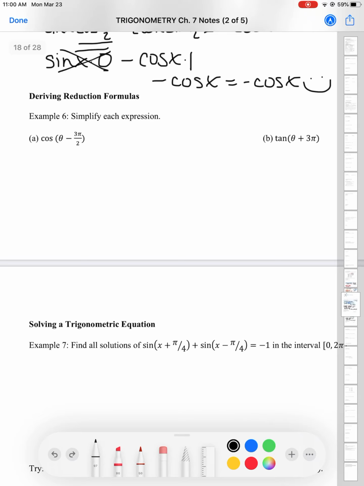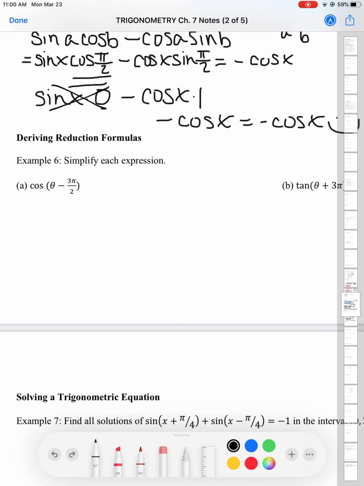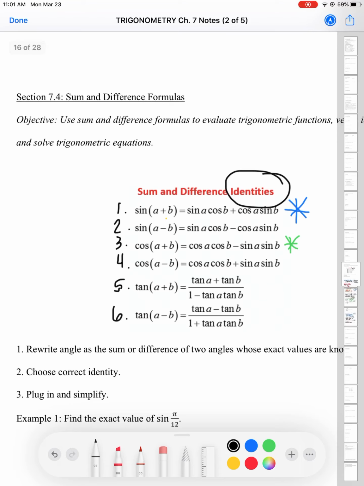So cosine of theta minus 3 pi over 2. That's definitely cosine a minus b, which by now, cosine a minus b is cosine a cosine b plus sine a sine b. I have it memorized. If you don't, just flip back up to your identities right here, and it was number 4.